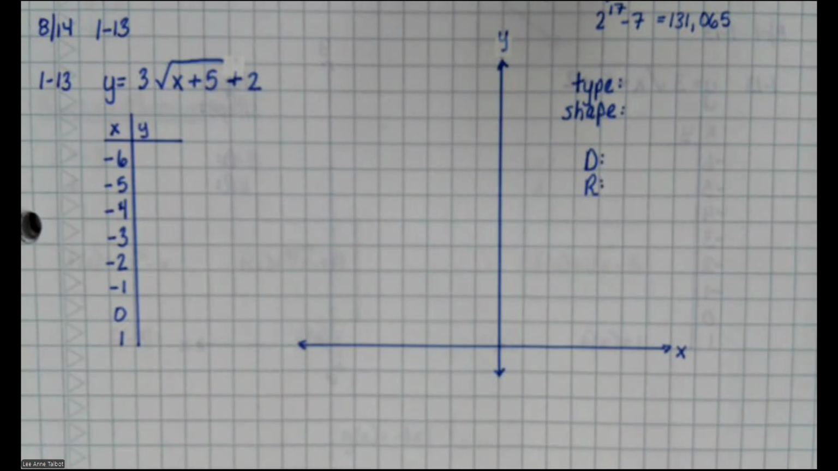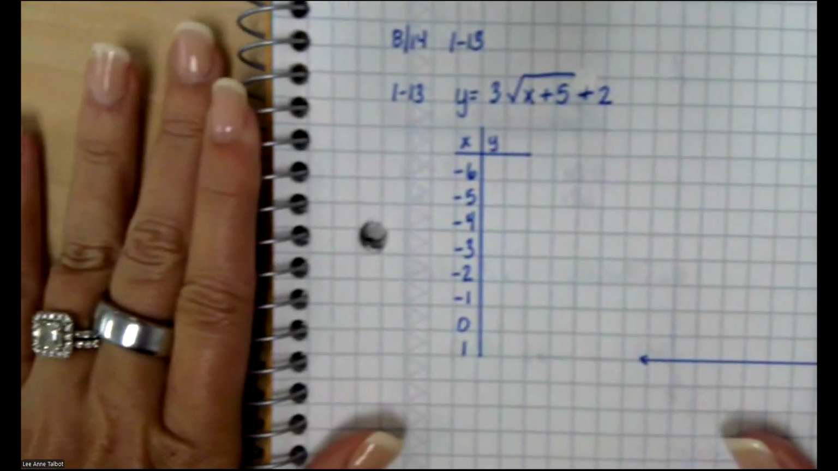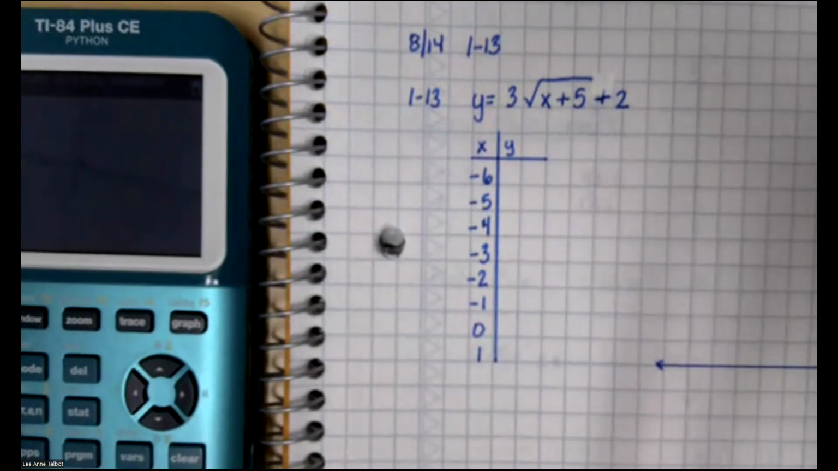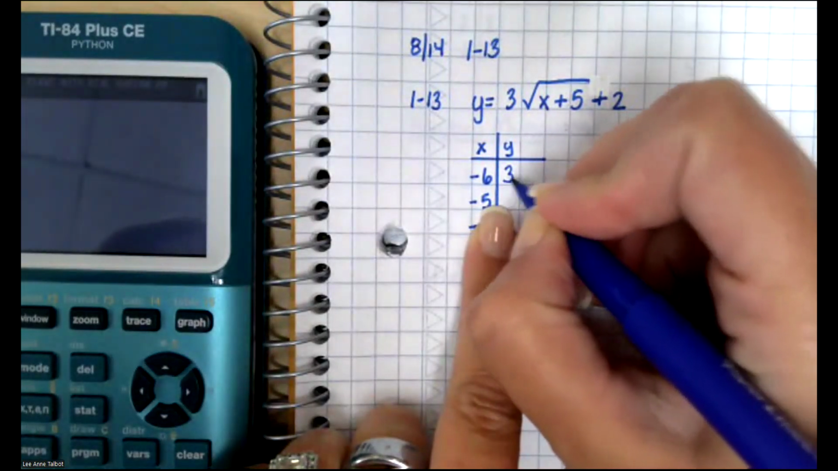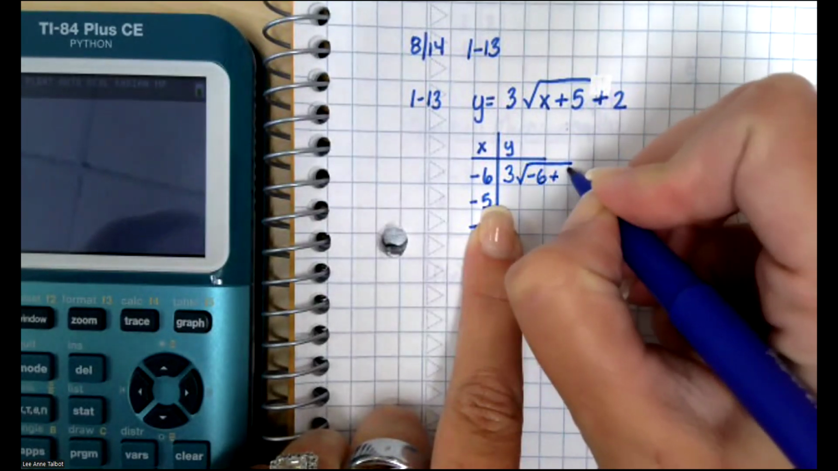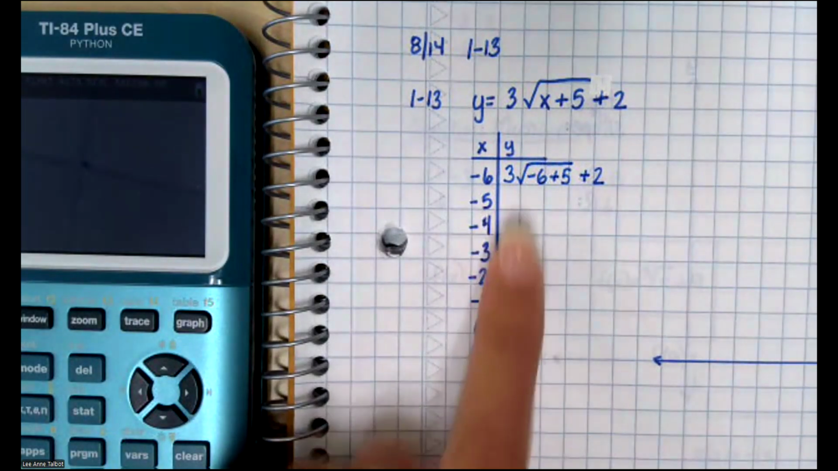Okay, everybody. So the first thing we're going to do is make a table using our calculator. We're going to actually put the numbers in for x. So right here, I'm going to write 3 square root of -6 plus 5, plus 2 on the outside.